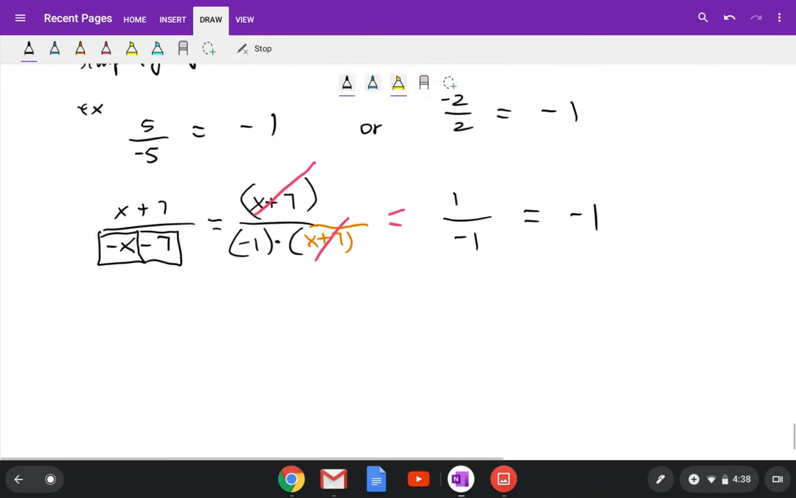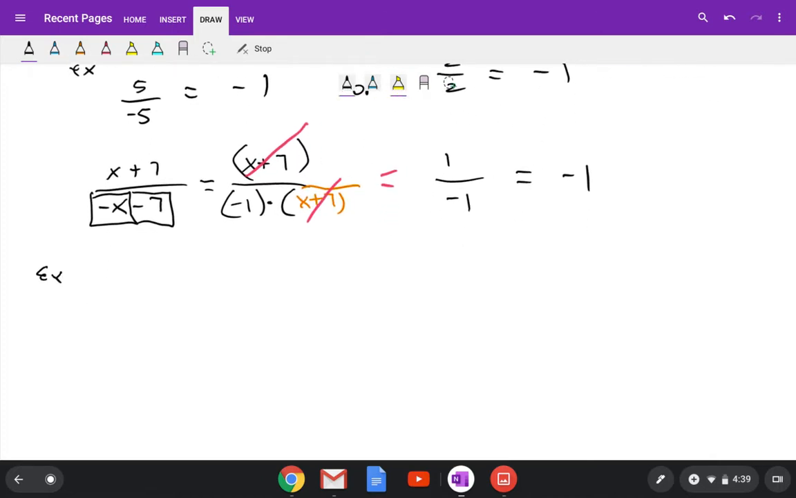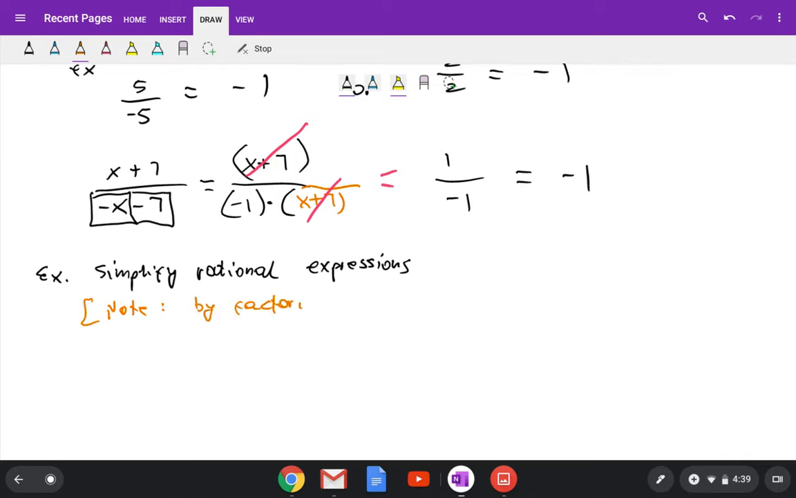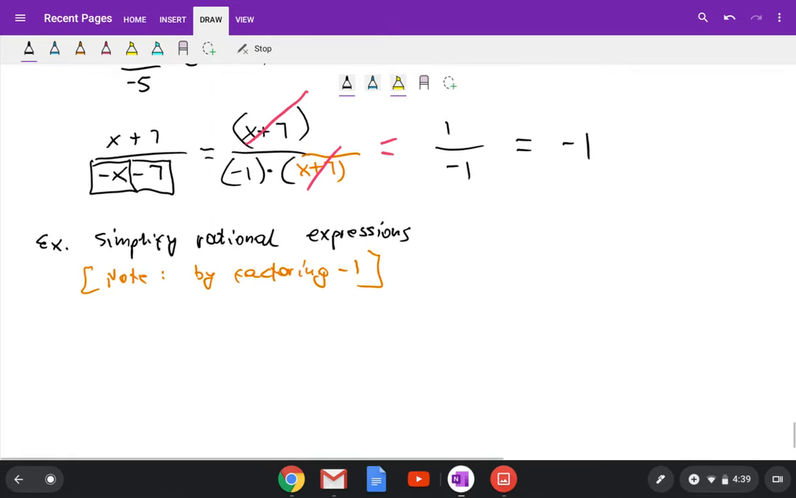Okay, so this is the last example. Simplify rational expressions. And in here, your note will be by factoring -1. So let me show you. Let's do two examples. A, you have 2t minus 12 divided by 6 minus t.